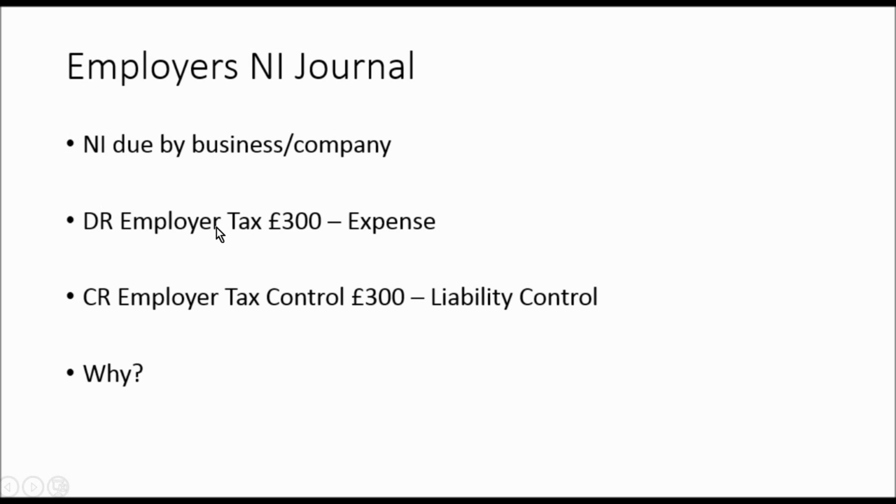Debit employer tax account, £300. It's an expense. Debits are expense. It's an expense to the business for employing someone. They have to pay a national insurance contribution. So that's the expense. The credit entry, employer tax control, £300. Once again, a liability control.